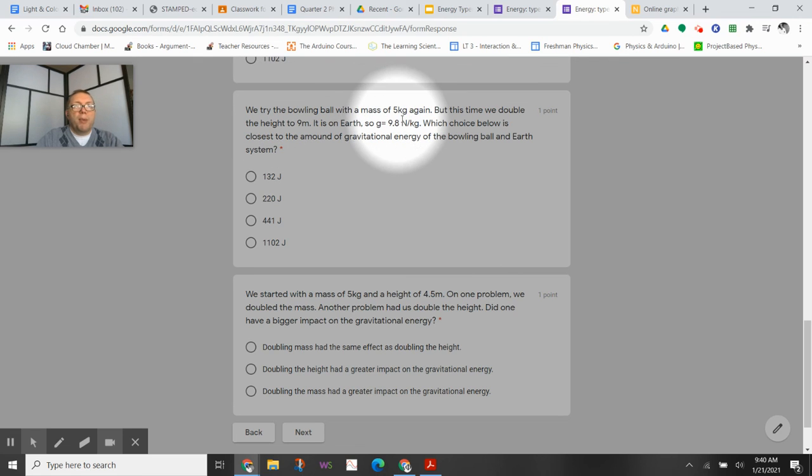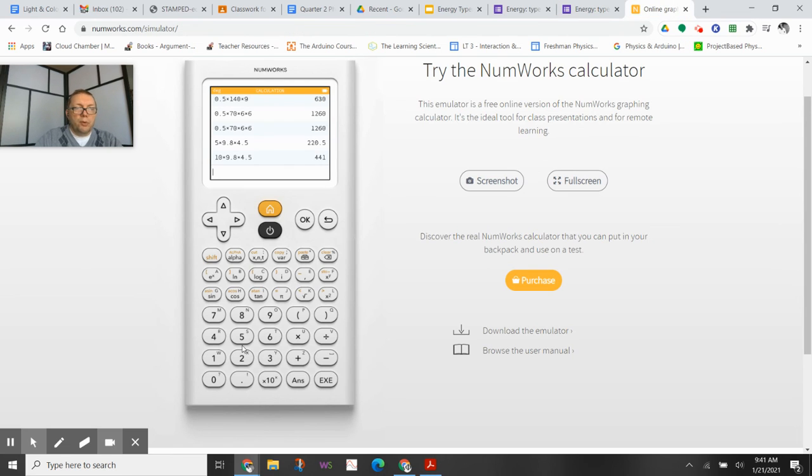So now we're going back to the original mass, and instead of doubling the mass, we're doubling the height, still on Earth, so G is the same. So here we're going to compare to see what happens when we double the height. So M 5, G 9.8, and now our height is 9 instead of 4.5. So M times G times H, our M is 5 kilograms, our G is 9.8 newtons per kilogram gravitational field, and then our height is 9 meters. Okay. And we get 441 again.